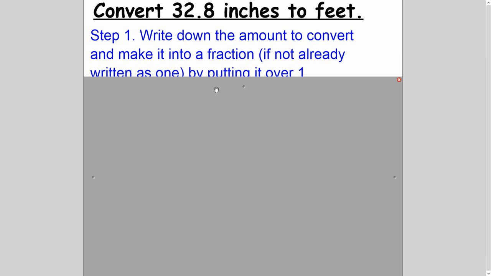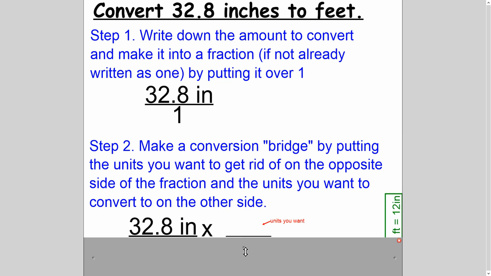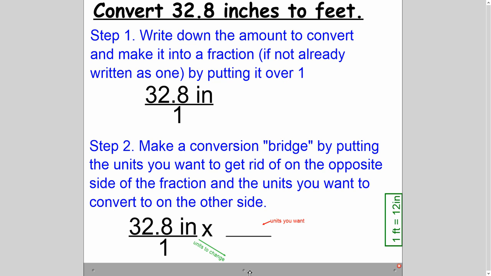So to set it up, first thing you're going to do is write down the amount you need to convert as a fraction. So if it's not already written as 1, put it over 1. So 32.8 inches over 1. Next, you're going to make a conversion bridge by putting the units you want to get rid of on the opposite side of the fraction.